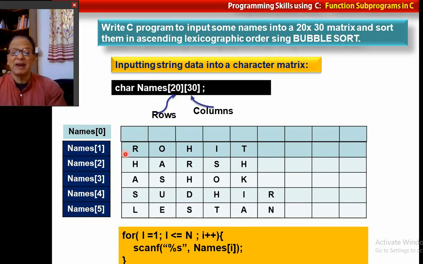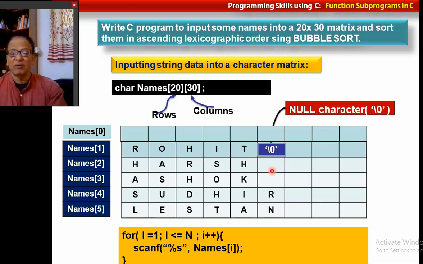So when I enter a name, as you see here, scanf with i equal to 1, i less than or equal to n, scanf percent s names[i]. I have entered Rohit. It is going to be the input, and it is going to add a null character at the end. And similarly 2, 3, 4, 5, all of them will have a null character at the end of these strings. So very important, these are the null characters. I have entered these 5 names.